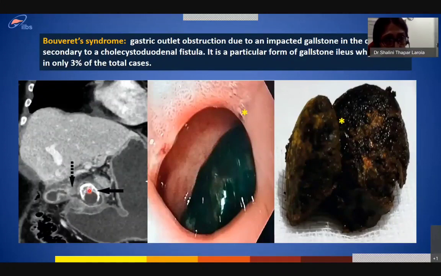Instead, it's happening in the stomach, so it causes gastric outlet obstruction. This is also known as Bouveret syndrome: gastric outlet obstruction due to an impacted gallstone in the duodenum secondary to a cholecystoduodenal fistula. We also reported this case. It's a particular form of gallstone ileus which occurs in only 3% of cases.